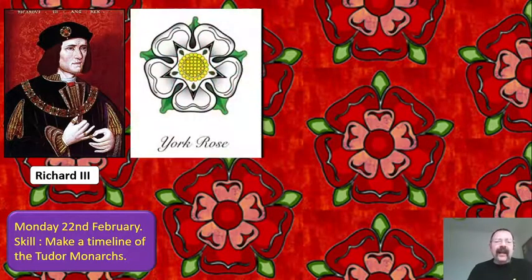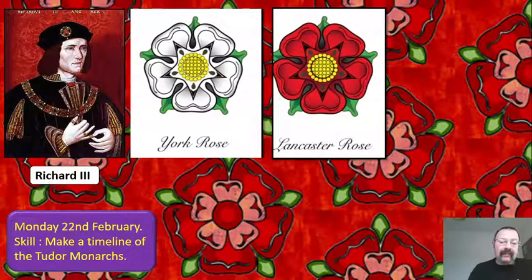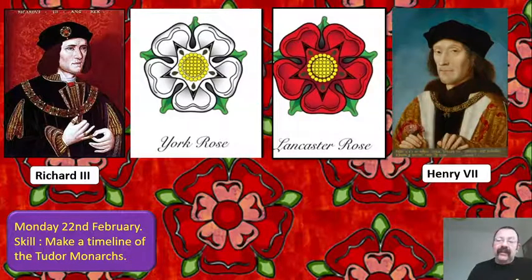We're going to look at some important characters who led up to the rule of the Tudors. There were some important events that took place. Here we have a chap called Richard III, and he had a family called the York family, and this was the symbol of his family. It was a white rose. Now we have the Lancaster rose, and this represented another family, the Lancasters, and the person who led them was a chap called Henry VII.